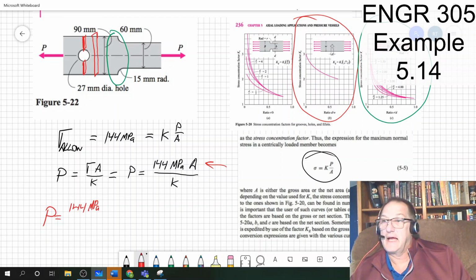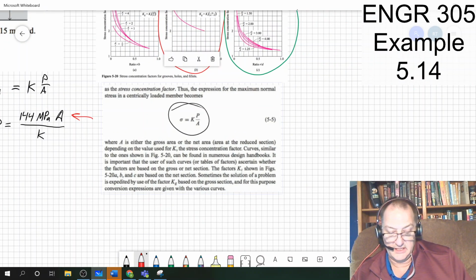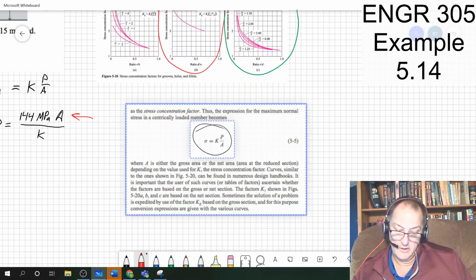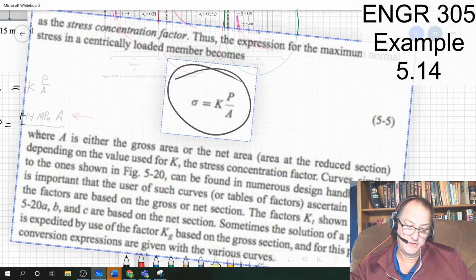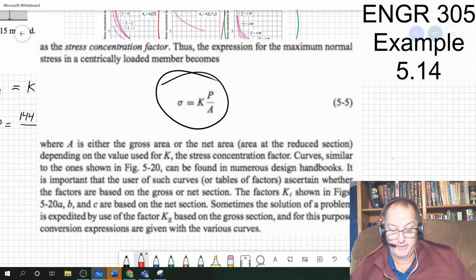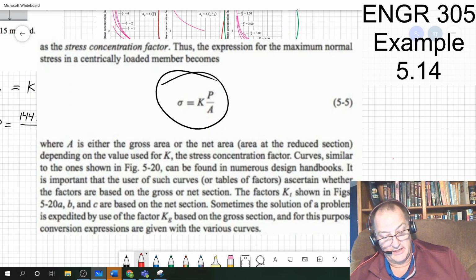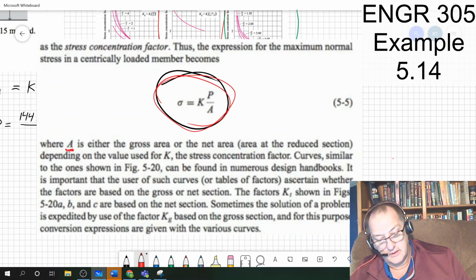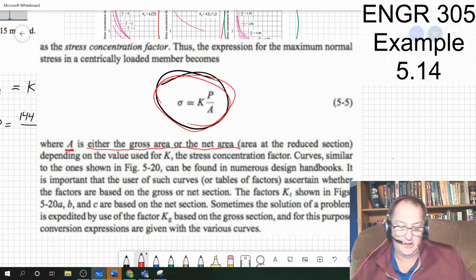To do that, I brought this part of the textbook in for us. Well, I wanted to just flare that up. There we go. This probably should have been covered in the lecture, but I didn't do it, so we get to cover it now. The expression for the maximum normal stress becomes, and they give us that equation, where A, the area, is either the gross area or the net area. It can't be both.